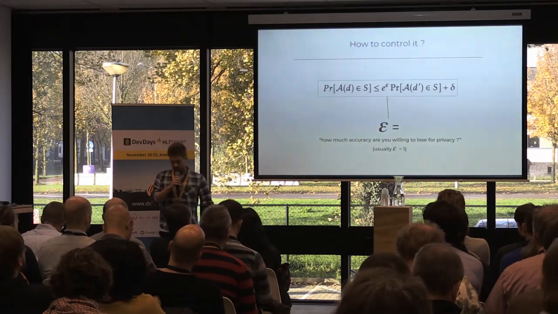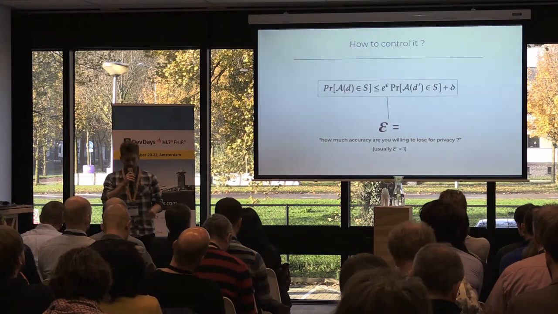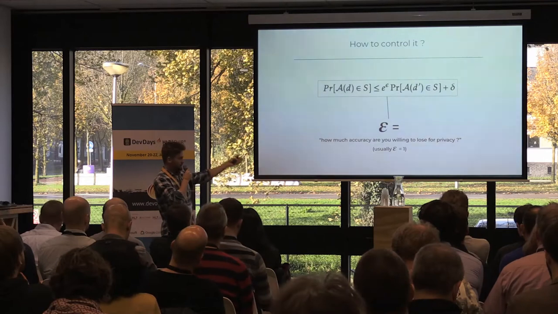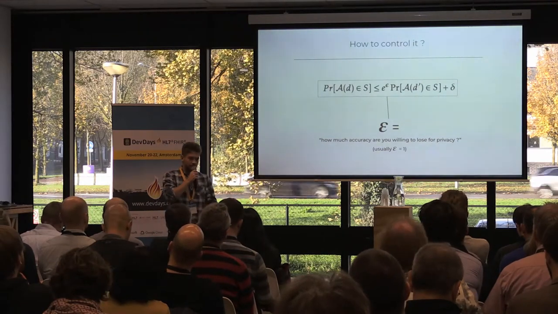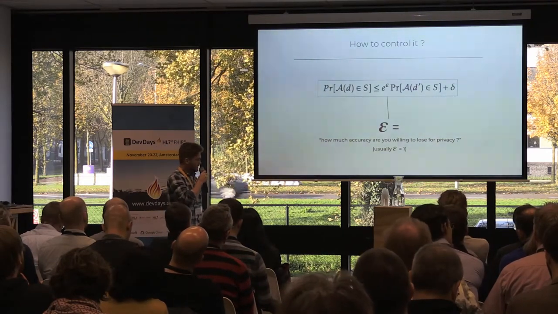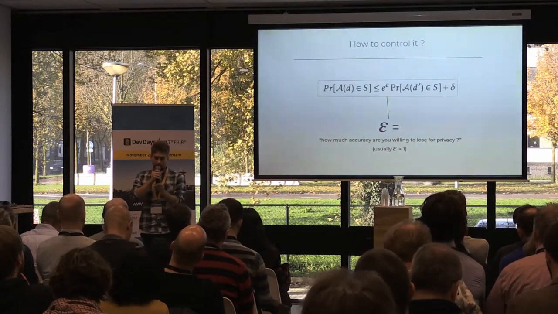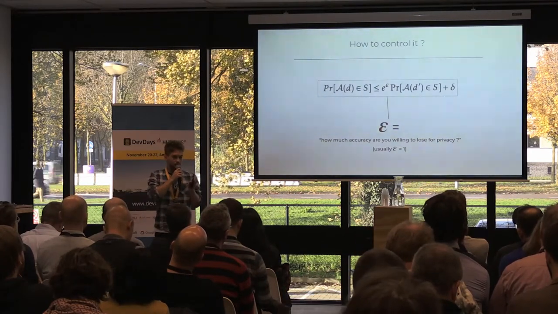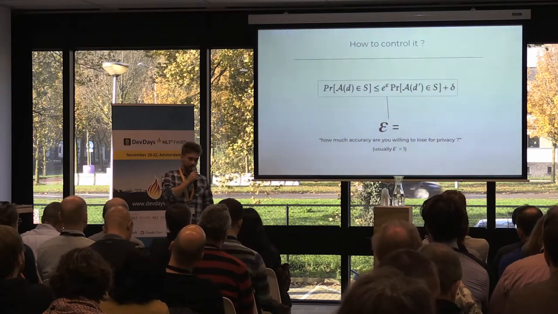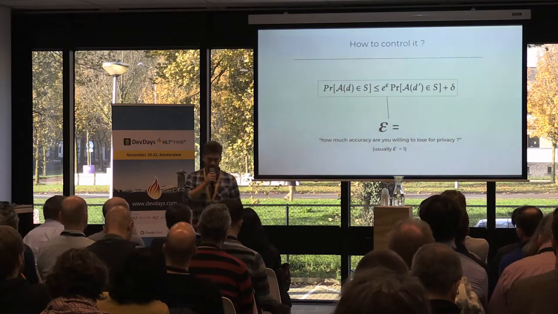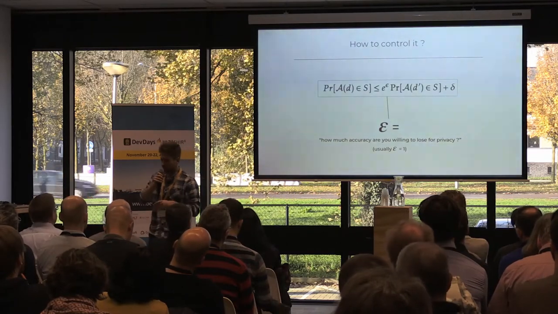What is really great is that it's a mathematical concept that is controlled by a parameter, epsilon, and it's basically a float. And this parameter is the cursor between privacy and accuracy. So with that, we have a definition of what privacy is. Privacy is the opposite of accuracy.